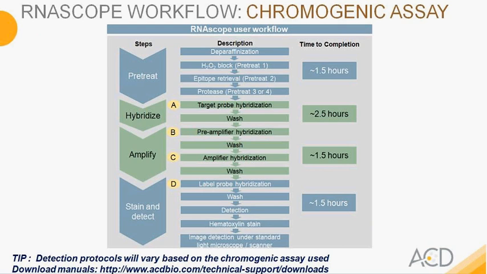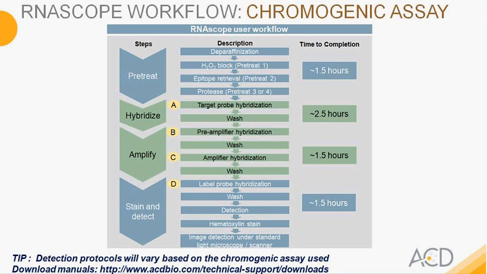Next, we'll discuss the RNAscope workflow as you would experience it if you're working with this assay in your laboratory. The standard workflow consists of 4 steps: pretreatment, hybridization, amplification, and staining and detection. As shown here, the pretreatment consists of 3 different steps. This is an example for formalin-fixed paraffin-embedded samples. In formalin-fixed paraffin-embedded samples, you will require 3 pretreatments.